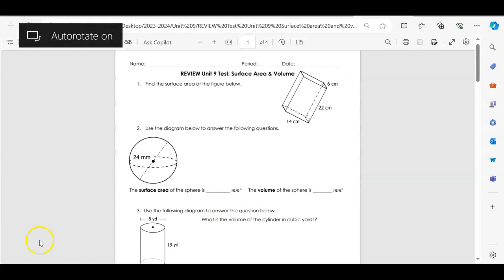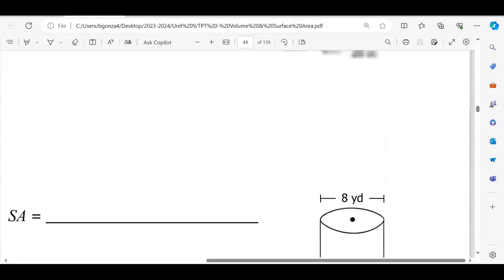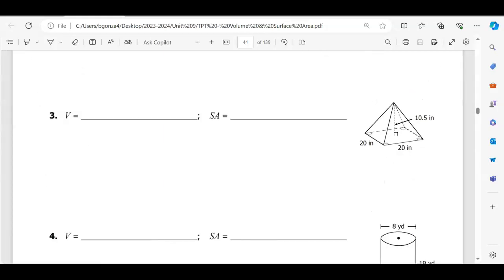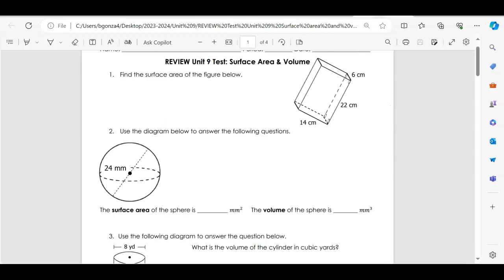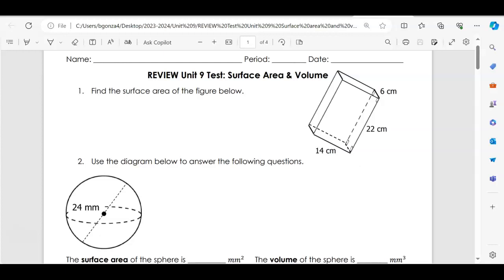All right, so this review for the Unit 9 test, our last regular test of the semester, school year, is here, so let's do this. Let's find the surface area of the figure below.